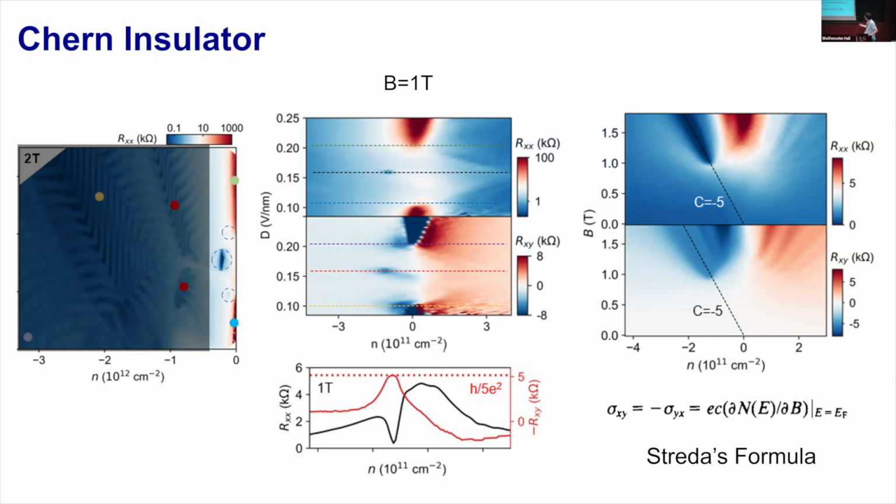And it has the right slope following the Streda formula. But apparently, it doesn't persist at 0 magnetic field. And if it's a Chern insulator, in principle, you don't need a magnetic field. So we have been thinking about ways to try to stabilize it at 0 magnetic field.